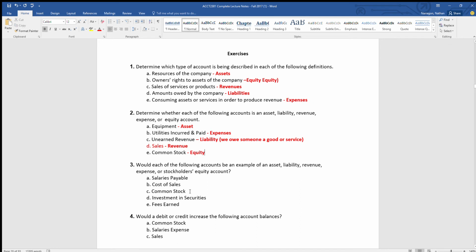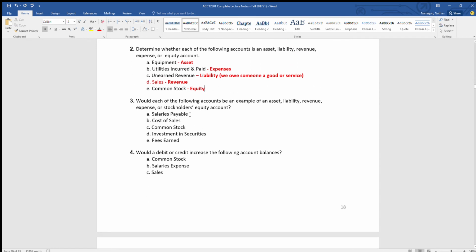Okay. Common stock is equity. Salaries payable, we see payable, that immediately should be a liability. Cost of sales, the cost. So cost is just another fancy word for expense. Common stock is equity. Investments, we invest. We're owning part of that security. It's an asset. And fees earned is, of course, we earned it, so revenue.